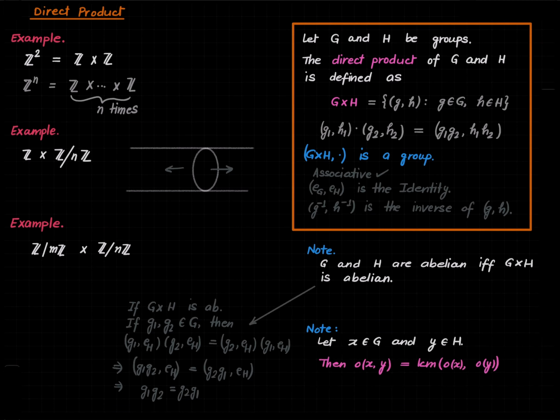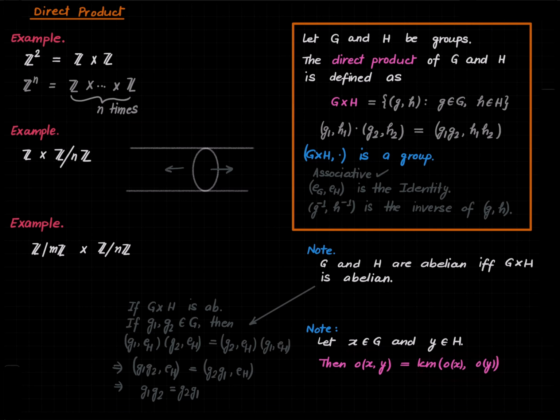Also, this is interesting. Suppose x is an element of G and y is an element of H, then the order of (x, y) is the LCM, the least common multiple, of the order of x and the order of y. When we write order of x, of course, we mean the order of x in G, and when we write order of y, we mean the order of y in H. So we can take the LCM of these two numbers and we get this. One thing I should say: suppose the order of x is infinite, then this will be defined as infinite.